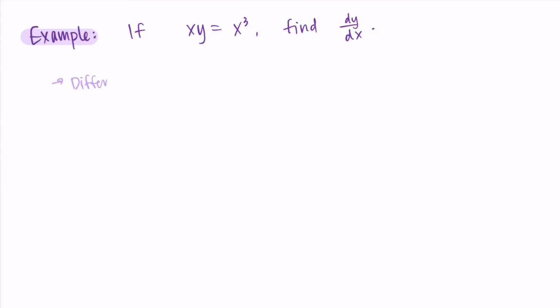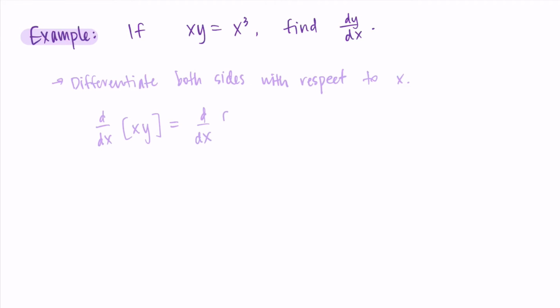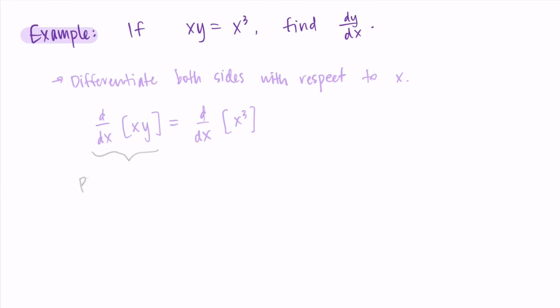Okay, so we're finding the derivative of y with respect to x, so we'll just take the derivative of both sides with respect to x. I apply the d/dx to both sides, and on the derivative of x times y, I'm going to need the product rule. It's x times y. So when I do this, I take the derivative of x multiplied by y, and then I add it to x times the derivative of y, and I'll go ahead and take the derivative on the right-hand side.